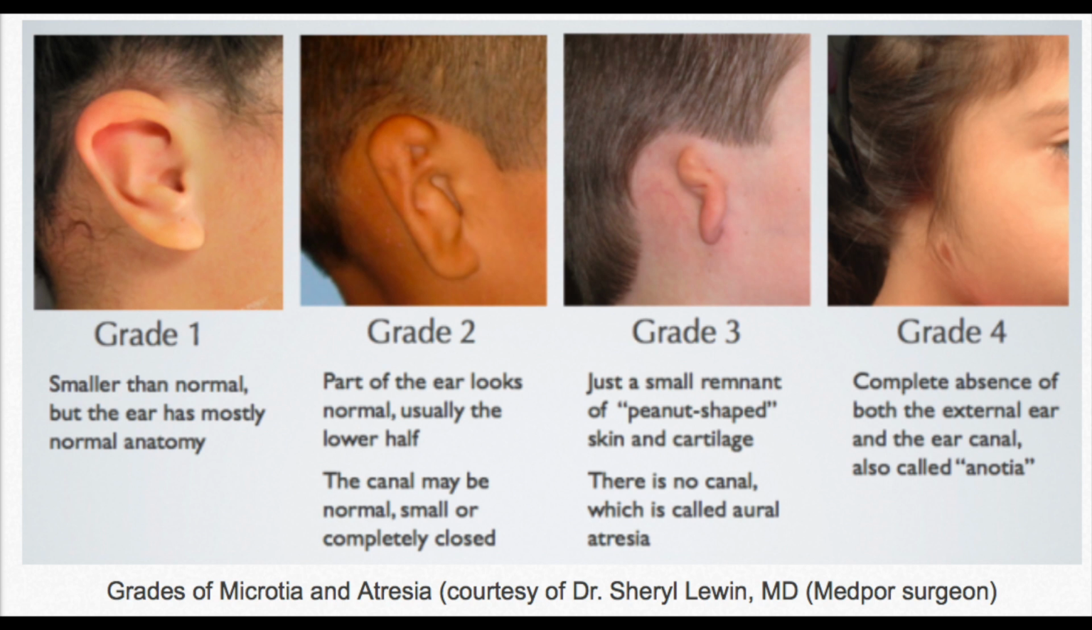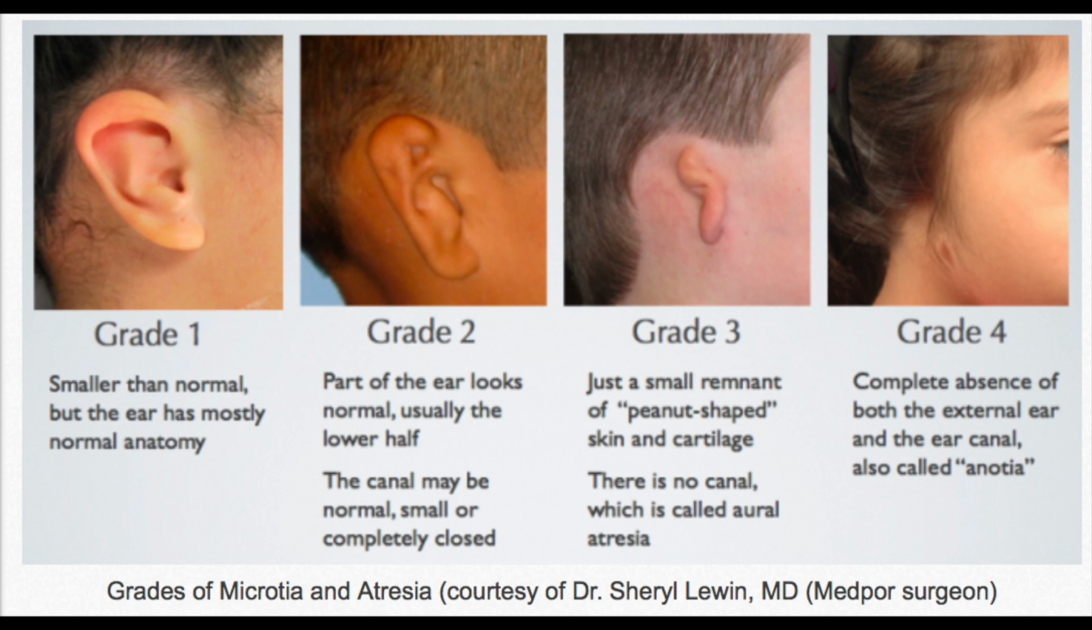Grade 1 just simply being a smaller ear, grade 2 usually with a lobe intact, but the antihelix and the helix kind of morph into one piece of cartilage. Grade 3 is just a presence of skin and cartilage, and it's sometimes called a little ear. And then grade 4 is the complete absence of the external ear.